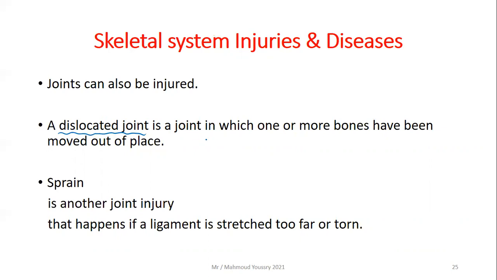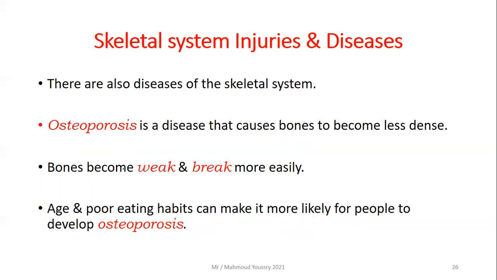A dislocated joint is a joint in which one or more bones have been moved out of place, and this is very painful. Then we have something called a sprain. This is another joint injury that happens if a ligament is stretched too far or torn. So if a ligament is stretched too far or torn, this is called a sprain.